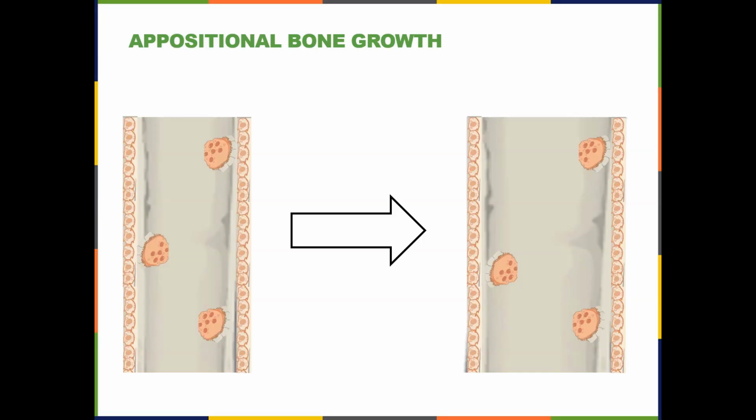Appositional bone growth is the mechanism that increases the width of bones. This involves osteoblast cells producing new bone superficially, and osteoclast cells breaking down bone to expand the cavities deep within the bone.